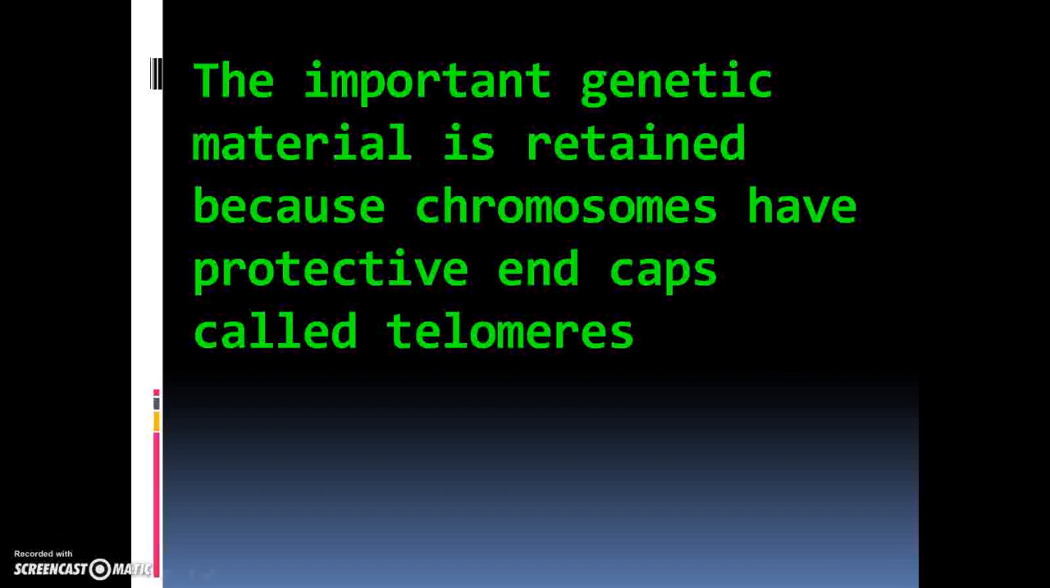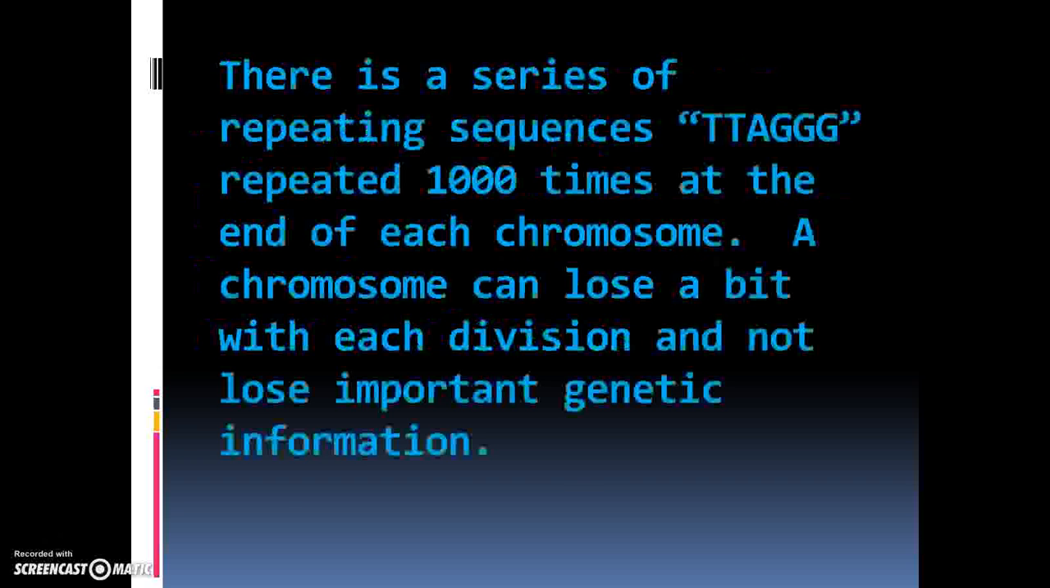Okay, so we have these things called telomeres, and these are protective end caps of a chromosome to help make sure we're not losing important genetic material. So we're still going to lose DNA, but we're going to lose DNA that doesn't really matter beyond just being a protective thing. Okay, so these are called telomeres.